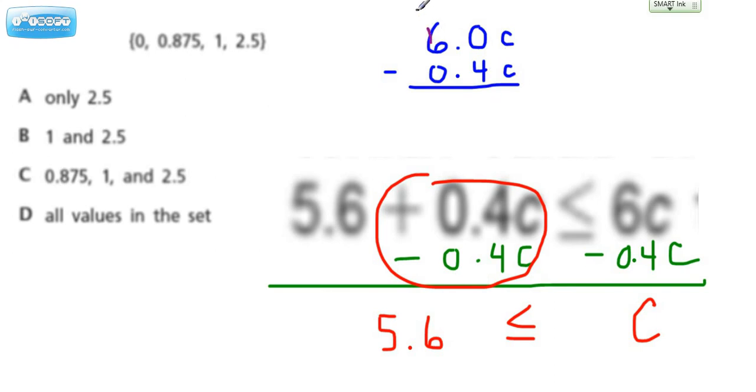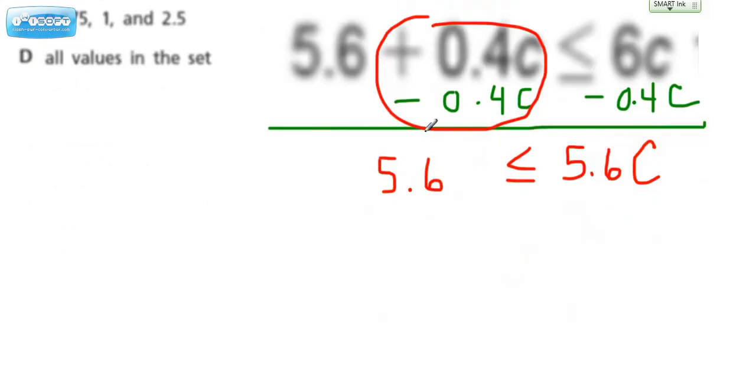All right, we can't take 4 away from nothing. We need to rename. 10 minus 4 would be 6. Bring the decimal down, and then 5 minus nothing is 5. So we end up getting 5 and 6/10 c. I already have the c, so we'll rewrite the 5 and 6/10 again.